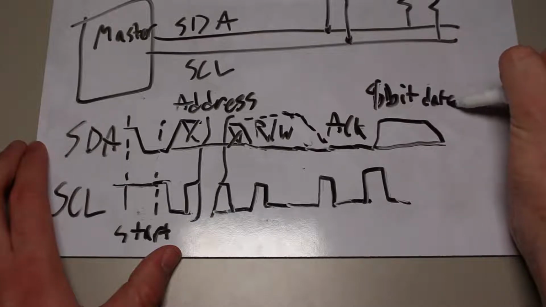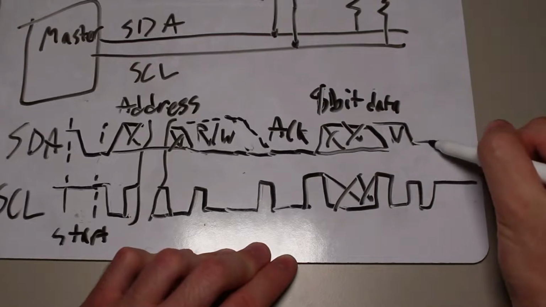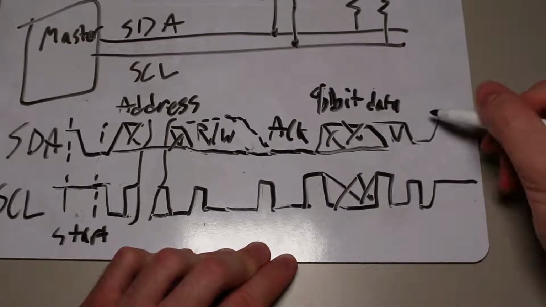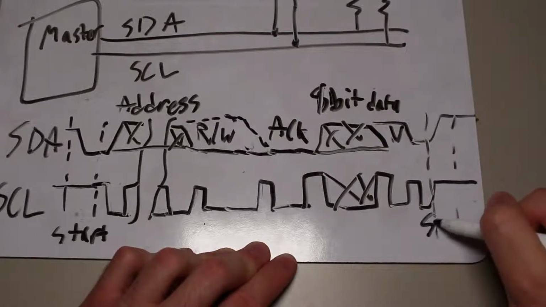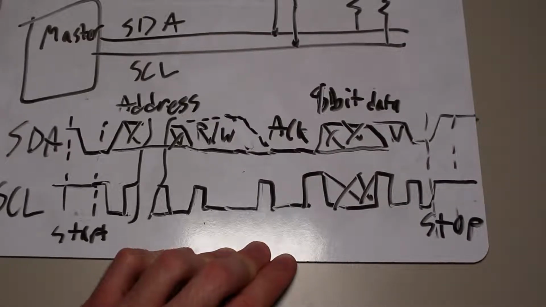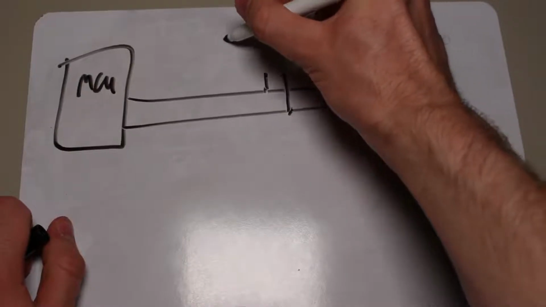Then data is sent between both until the master generates a stop condition, which is just when the clock line is high and the data line goes high. No other devices can use the bus until a stop condition is generated. Using this knowledge, let's give an example exchange between a microcontroller and our DS1307.